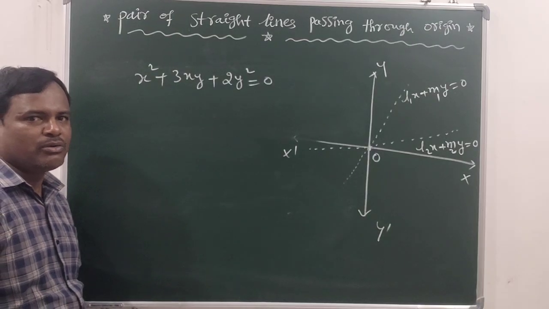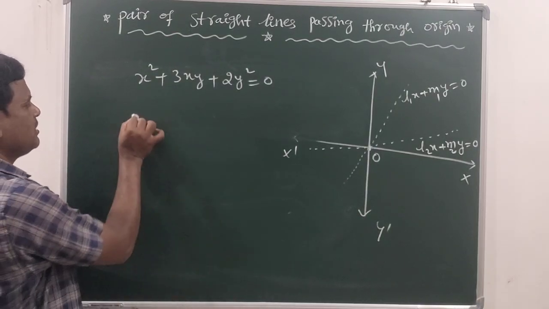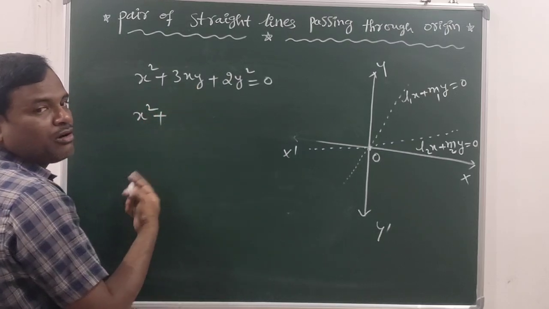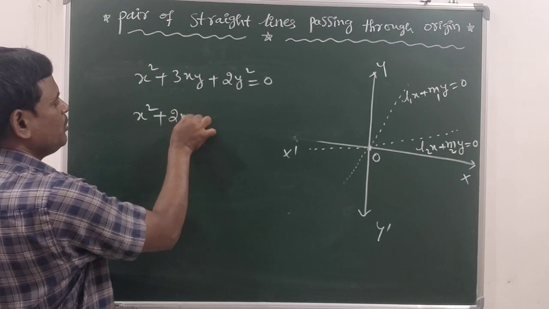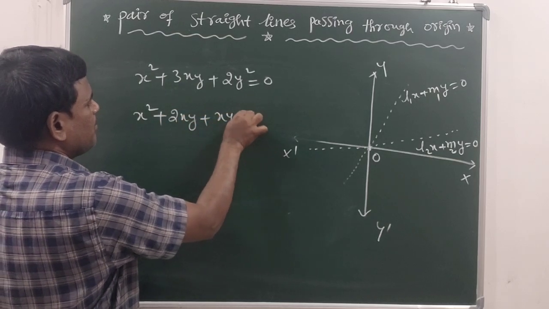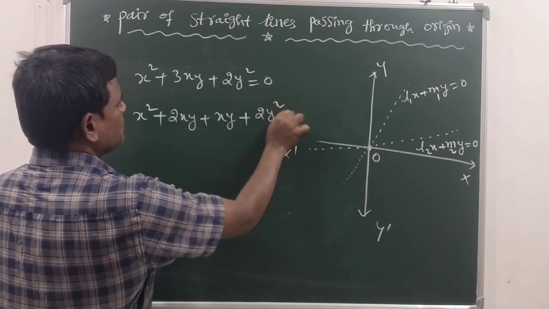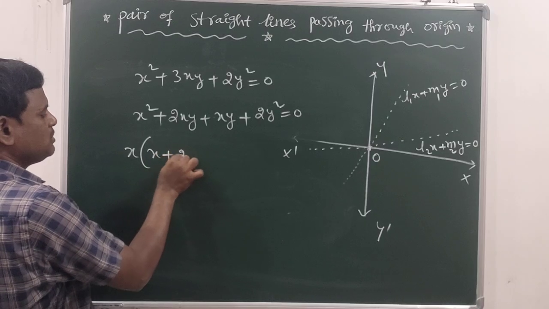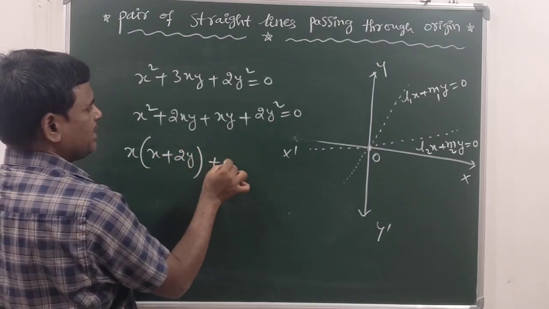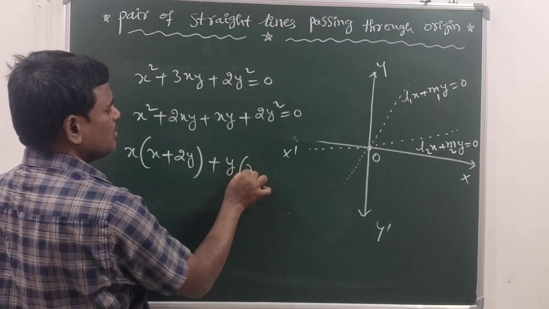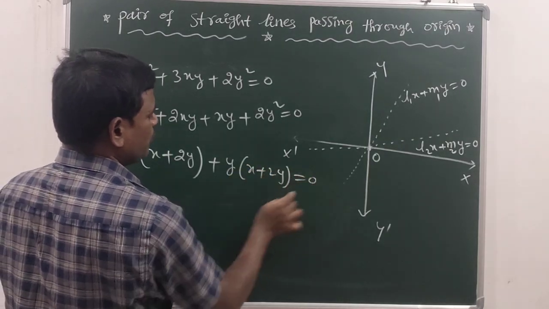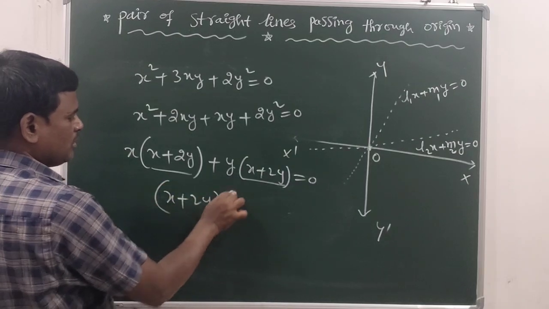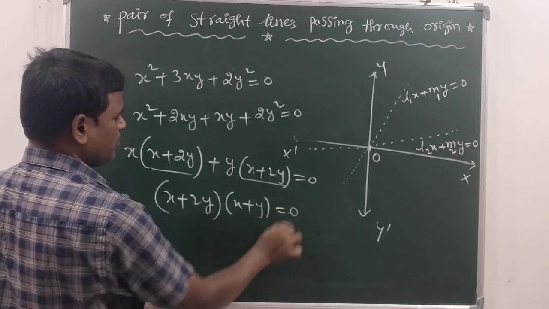In such a case, what do you have to do? You just have to resolve it into factors. So x square plus, if you factorize, split the middle term: 2xy plus xy, plus 2y square equal to 0. From the first two terms you can take x common, so that here you will get x plus 2y, and from these two you can take y common. So x plus 2y equal to 0. Here x plus 2y, x plus 2y, again take common. So here x plus y equal to 0 you will get.